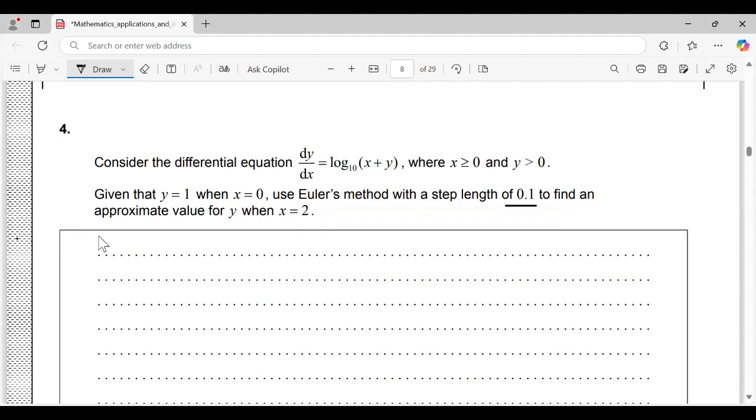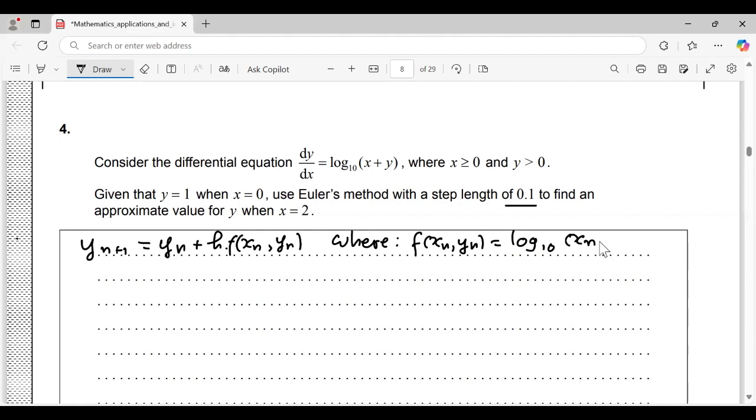The Euler's method formula is like this: y(n+1) equals yn plus h times f of xn comma yn, where this function f(xn, yn) is equal to log10(xn plus yn). This is the Euler's method formula.